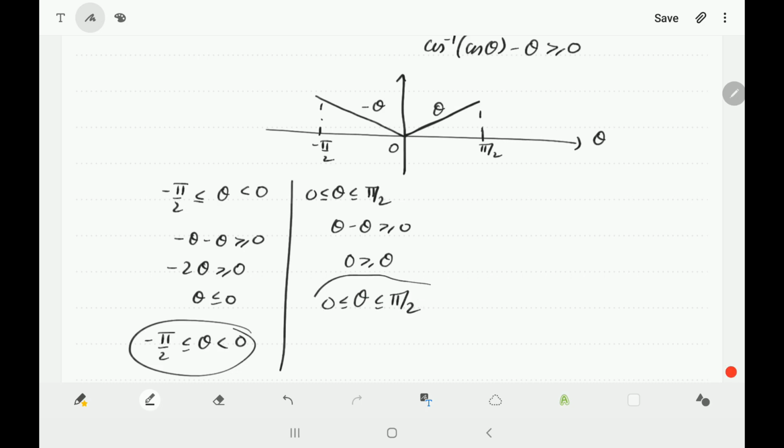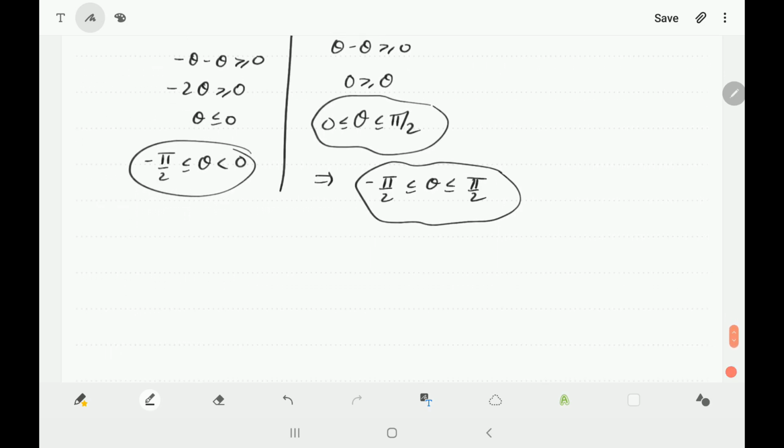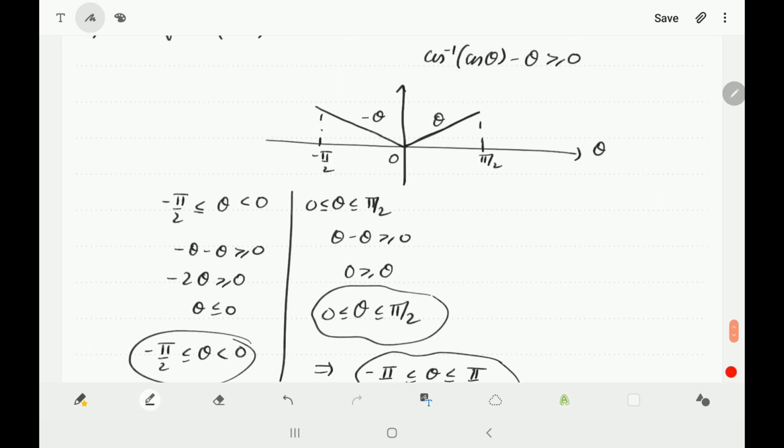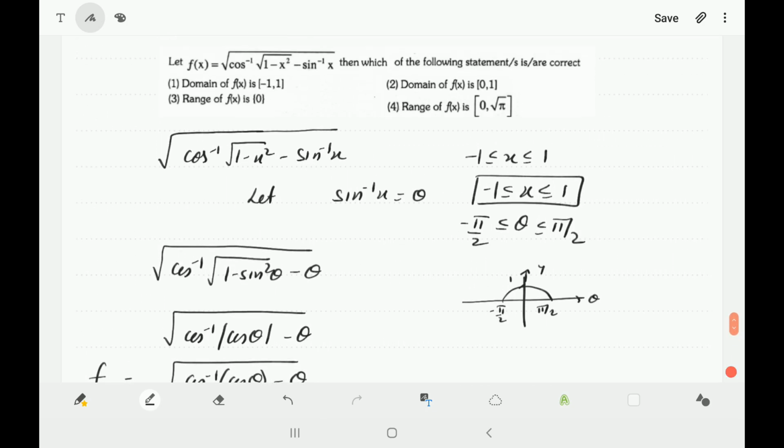So what we got to know is that this function is applicable for theta from minus pi by 2 to pi by 2. So it is taking all values of theta from minus pi by 2 to pi by 2. Now our theta was sin inverse x, so it means sin inverse x is from minus pi by 2 to pi by 2. So the domain of this function will be x. You have to take sine, which is increasing. For the closed interval minus 1 to 1, all these values are applicable. It means that for x belonging to the closed interval minus 1 to 1, cos inverse cos theta minus theta is always greater than or equal to 0, and hence this under root is defined. So the domain of this particular function will be the closed interval minus 1 to 1.